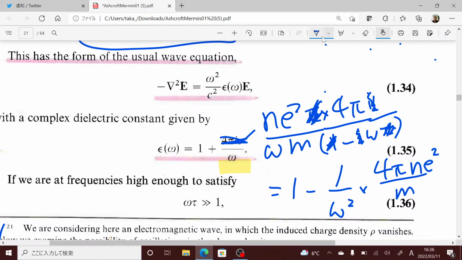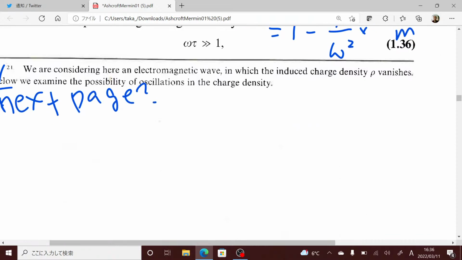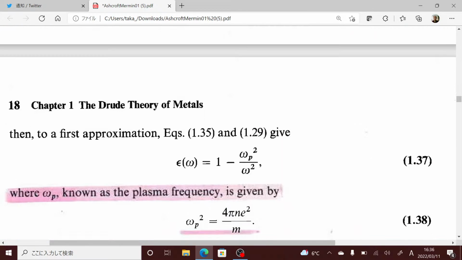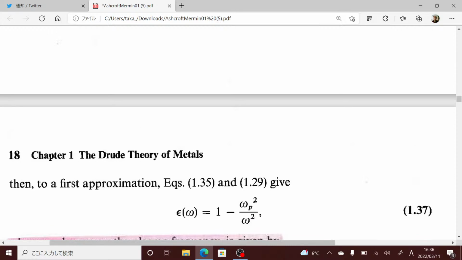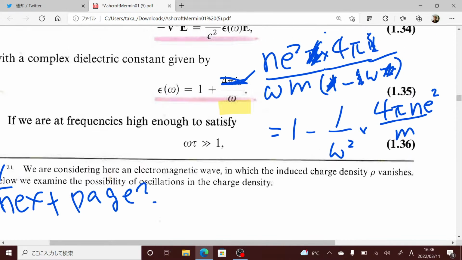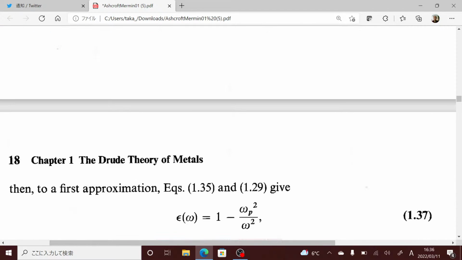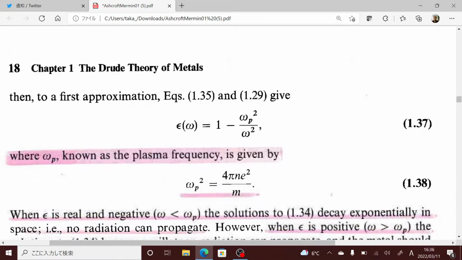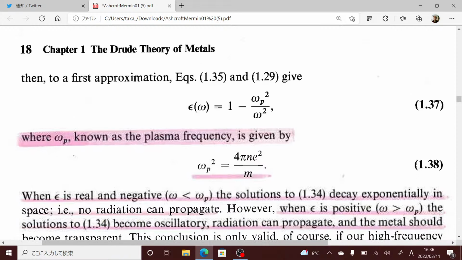If omega is large, four pi n e square over m. That's the plasma frequency, where omega p, known as the plasma frequency, is given by this.